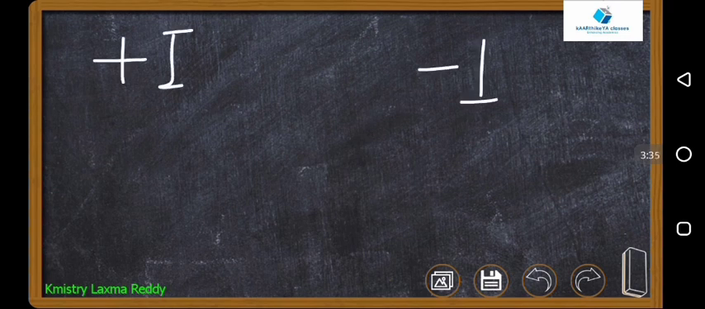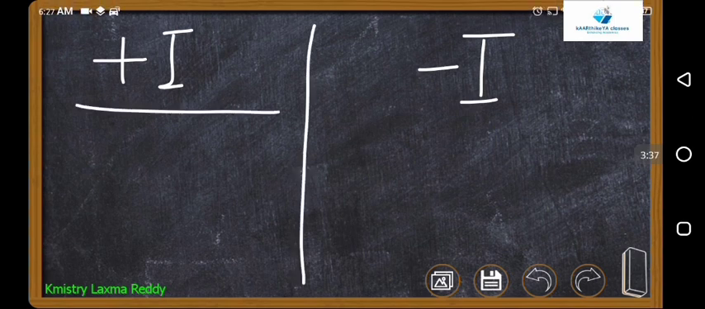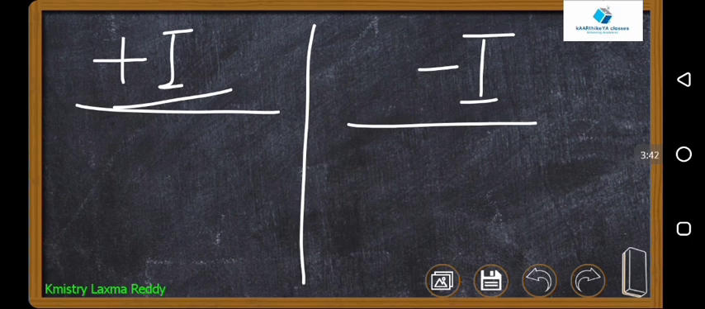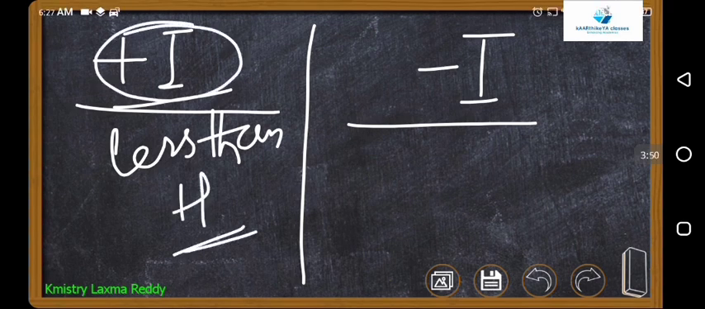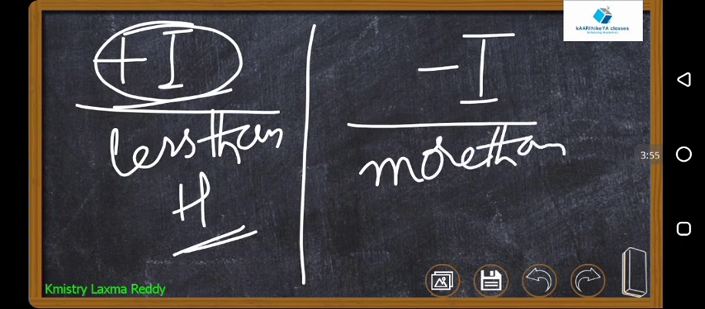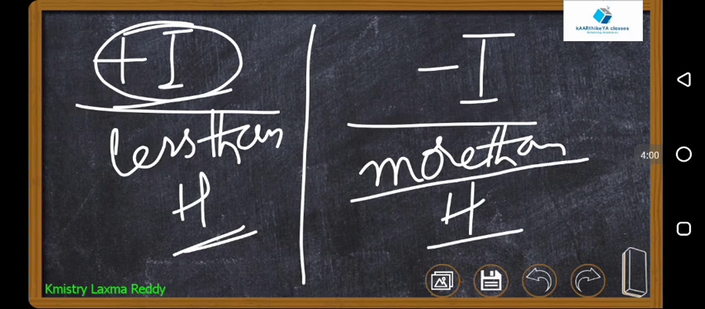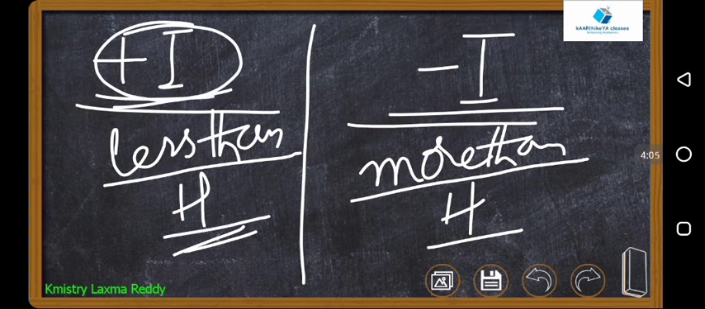Based on the nature of attracting electrons, there are two types of inductive effects, plus I and minus I. The basic definition we give is like this: if groups have a tendency to attract electrons less than hydrogen, they are called plus I groups. If they attract electrons more than hydrogen, they are called minus I groups. The tendency to attract electrons more than hydrogen is a minus I group. The tendency to attract less than hydrogen is a plus I group.